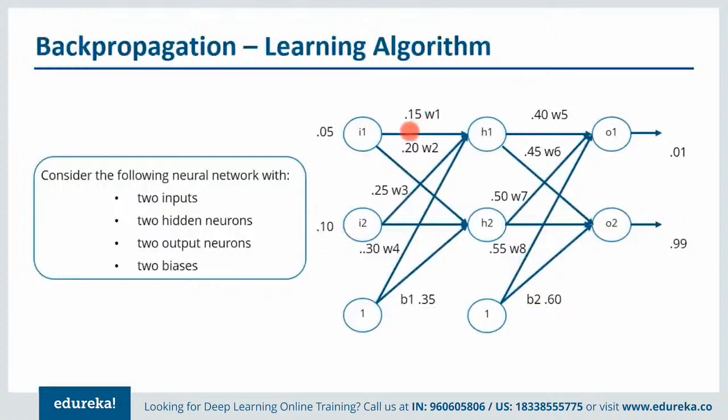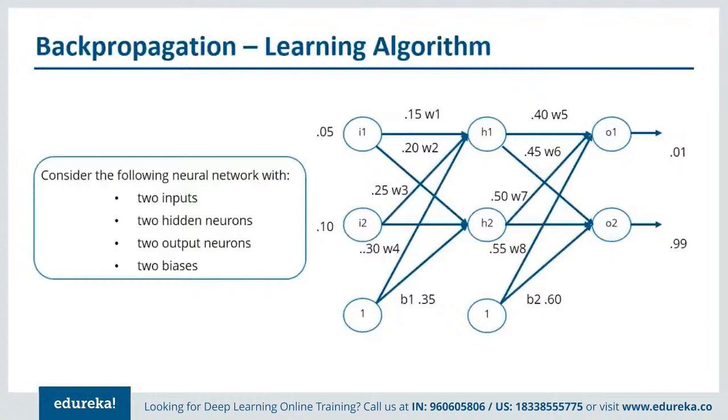Initially, we take the weights as we can see here: 0.15 for W1, 0.20 for W2. So these are the weights, plus we have two biases as well. Now what we need to do is make sure that we have weights in such a way that we get output as 0.01 and 0.99. But let us see if we get that same output when we provide these kinds of weights.